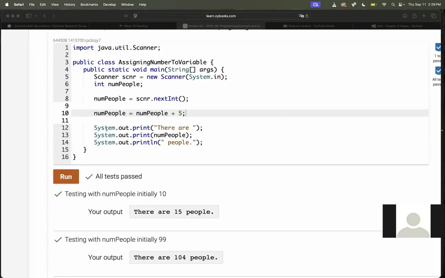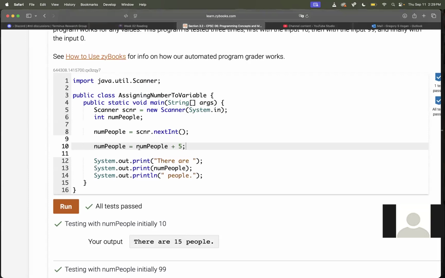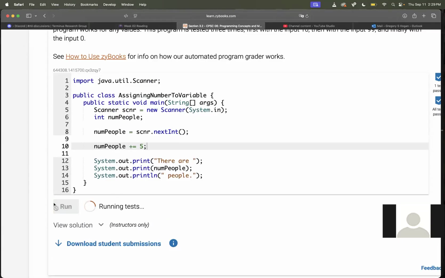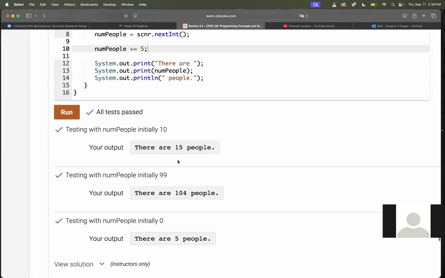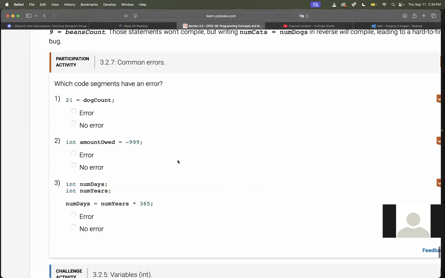So on this one right here that I just did, num people equals num people plus 5, and I ran that and we got it right. But I can go back here and I could have used this syntax, plus equals 5. And if I run this, I'll get it right again. Just be aware that that happens. And I think they teach you it in the next section though.